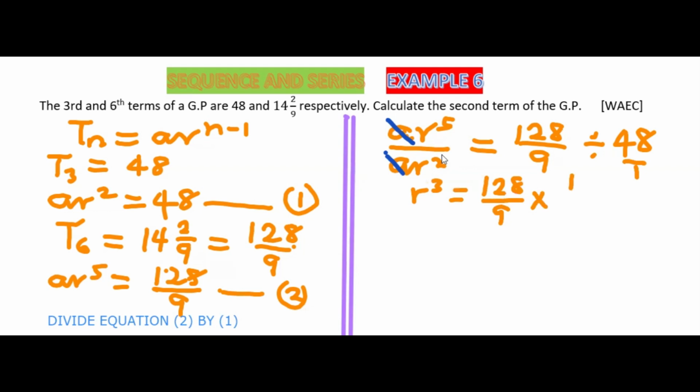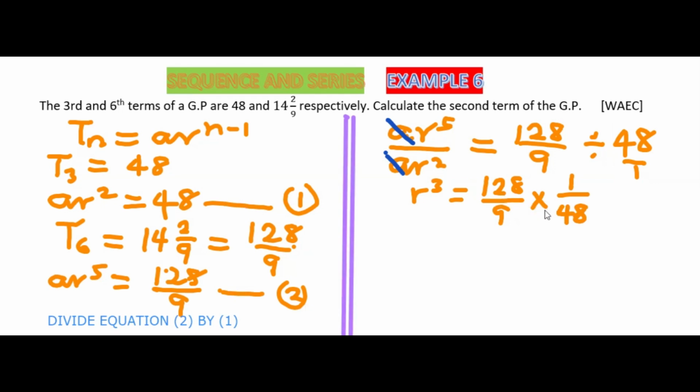So times 1 over 48. The moment you change the division to multiplication, remember our knowledge of fractions: you invert the next fraction, just switch it so that the denominator comes up and the numerator goes down. So we have this. Now we can simplify.